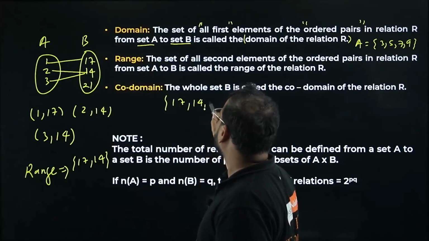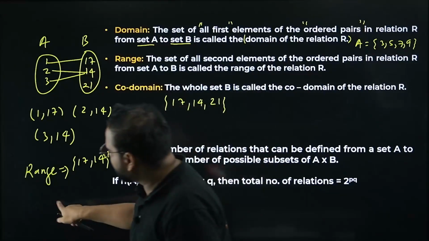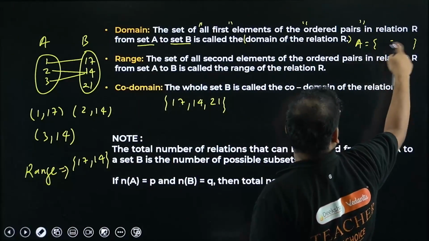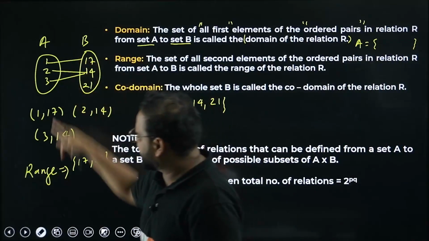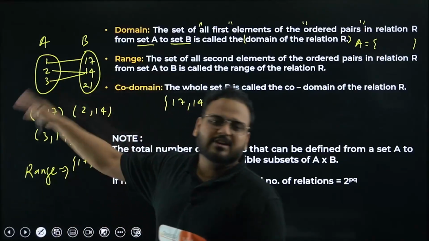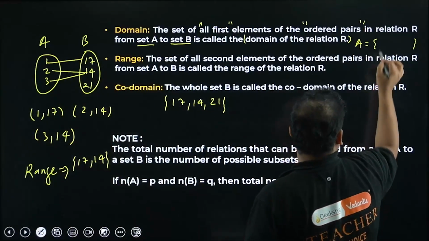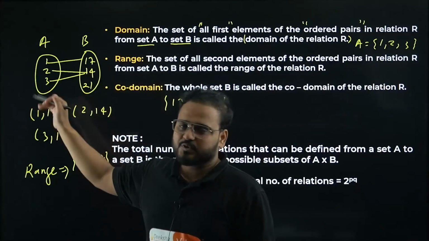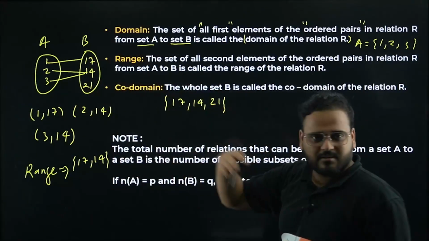17, 14 and 21. Now just to avoid confusion, because I've already taken an example of the elements, I'm going to change this to 1, 2, 3. I've already taken the set A as 1, 2, 3, so take the previous example. Let's write this as 1, 2, 3, because I've taken another example here, so let's just keep linked with that.